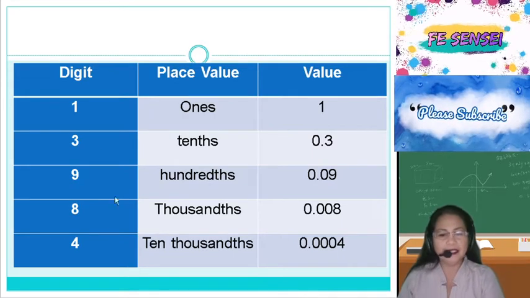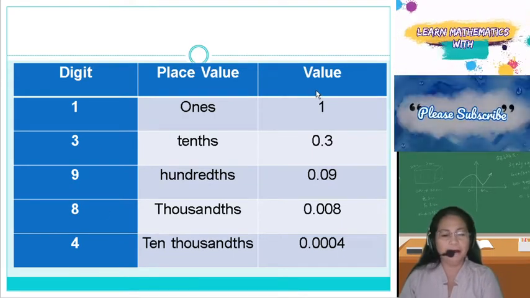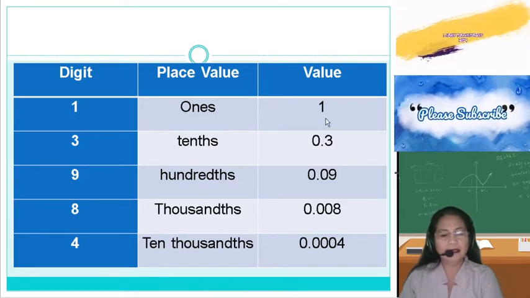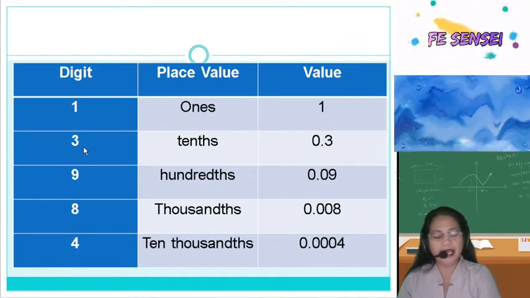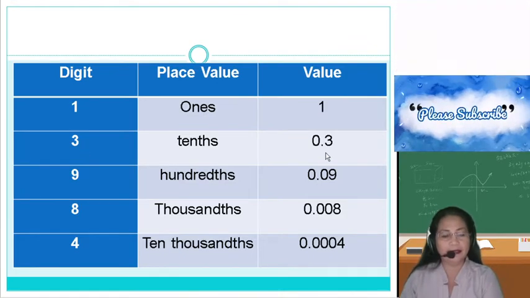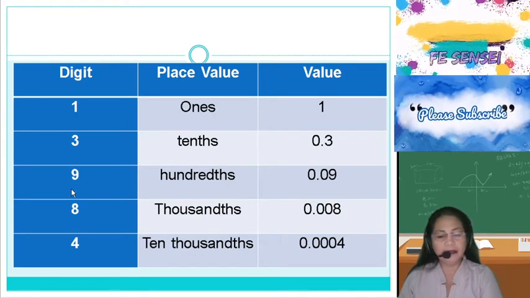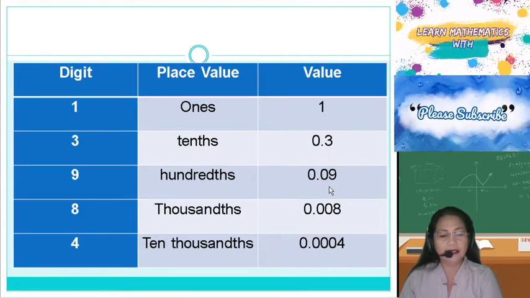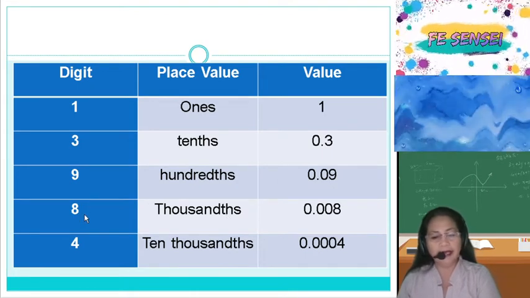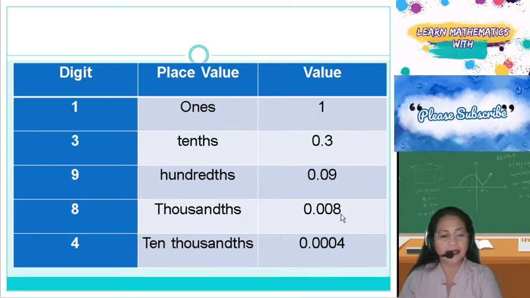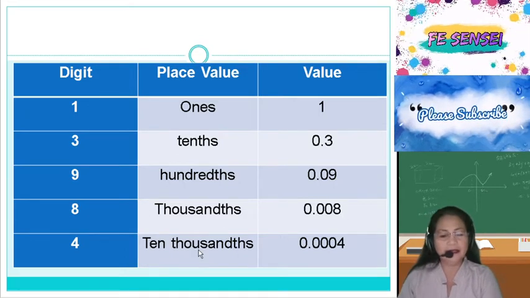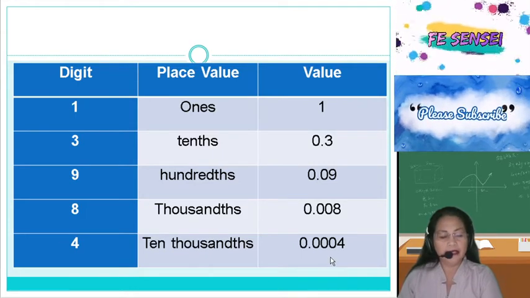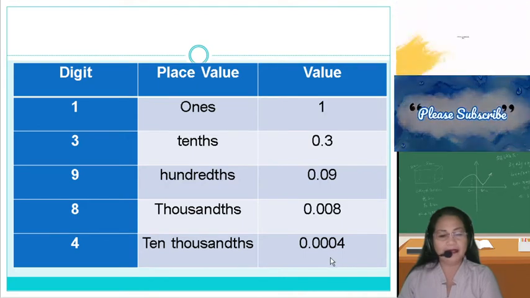The digits, the place value, and the value. So in the ones place, we have 1, so the value is 1. In the tenths place, we have 3, so the value is 3 tenths. In the hundredths place, we have 9, and the value is 9 hundredths. In the thousandths place, we have 8, so the value is 8 thousandths. And in the ten thousandths place, we have 4, so the value is 4 ten thousandths.